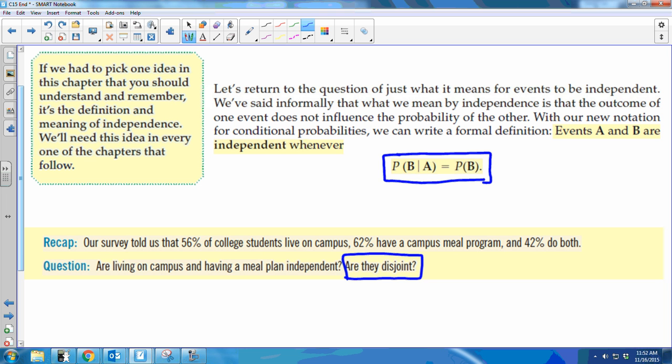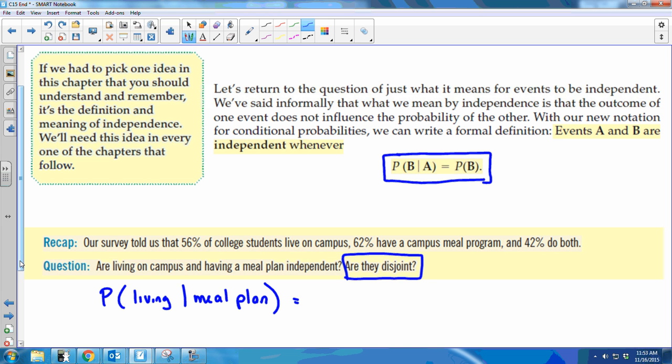Right, there are no outcomes in common. Can a person have a meal plan and live on campus? Yes, so then they are not disjoint. All right, so then let's do the probability of living on campus given they have a meal plan. I think we did that one last week.